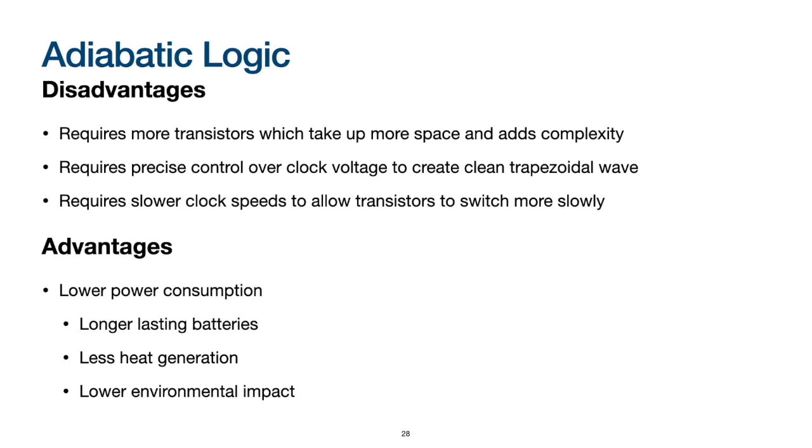Of course, alongside all of those disadvantages of adiabatic logic, there are a number of very notable advantages. Primarily, this is all based around the fact that adiabatic logic tends to have lower power consumption. This can result in batteries for devices that need them lasting significantly longer, as well as significantly less heat generation and a much lower environmental impact, making adiabatic logic possibly one of the better solutions for combating climate change, as our world increasingly depends on electronic devices, which consume significant amounts of power.